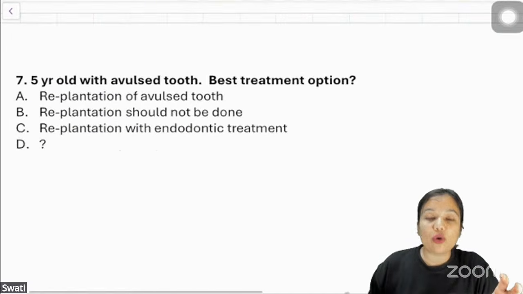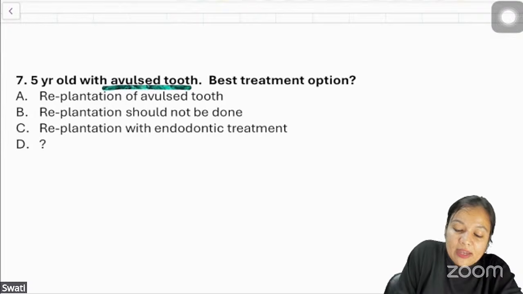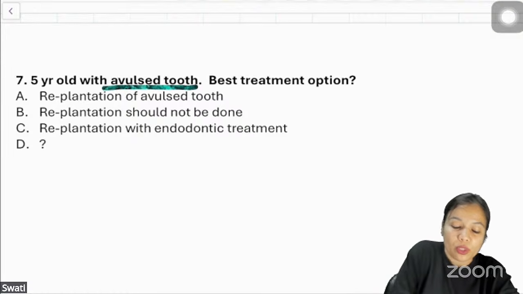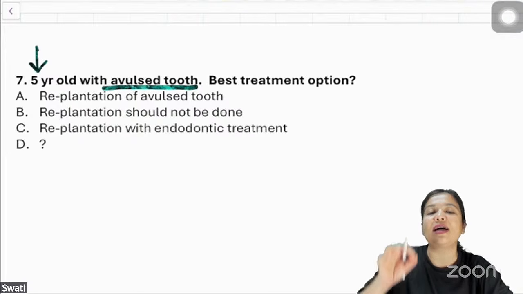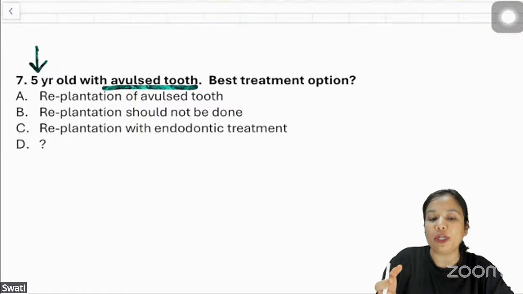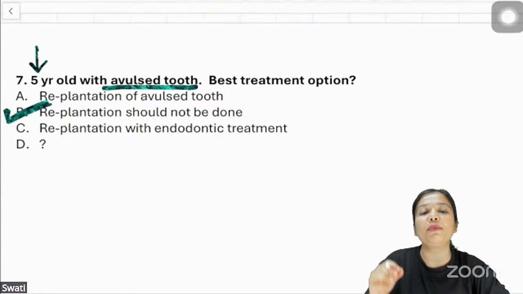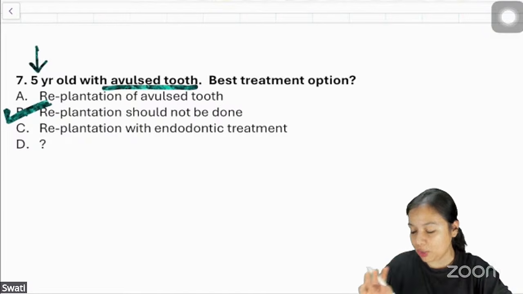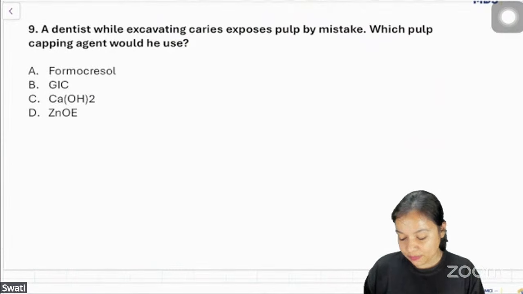Now, 5-year-old with avulsed tooth, what is the best treatment option? Now, the tooth is avulsed. We have read during our lectures that we never reimplant a primary tooth. A 5-year-old will have all the teeth as primary. So whichever tooth has avulsed, which probably they have not mentioned, every tooth is going to be a primary tooth, and you never reimplant a primary tooth because it causes harm to the permanent tooth bud. So the answer is no replantation. The answer is D, generalization.